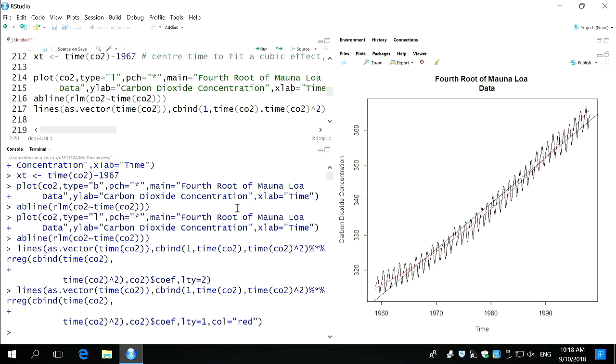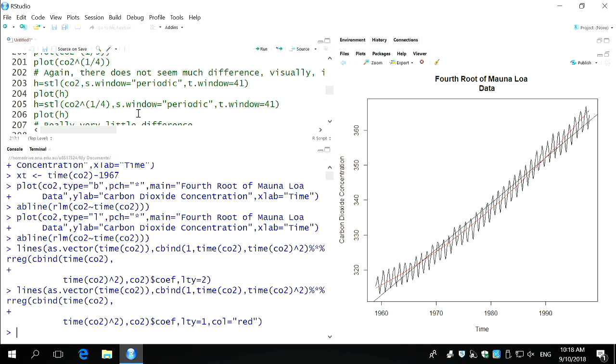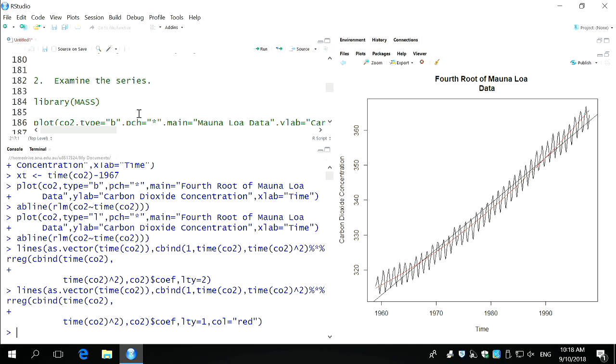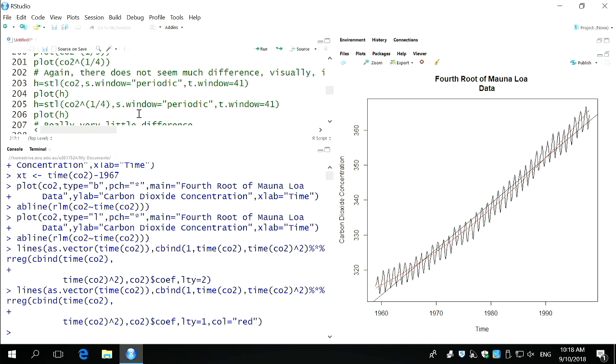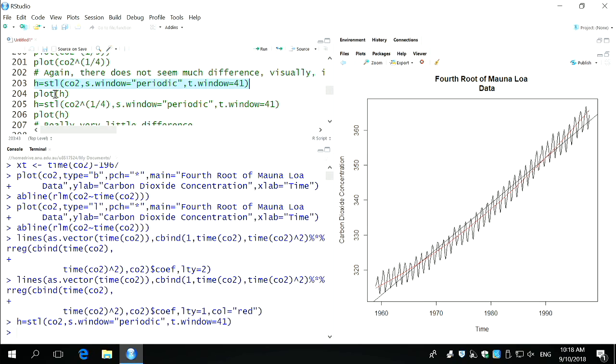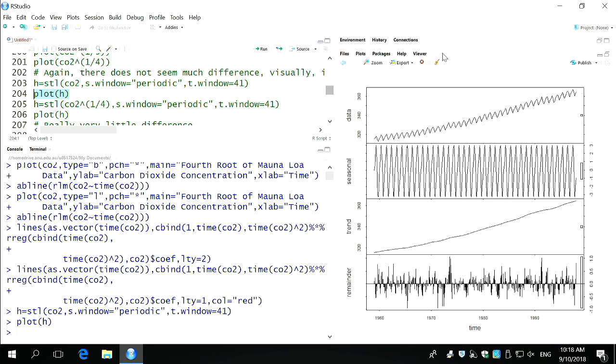By the way, this series has frequency 12, right, measured monthly. So we should be able to use STL in order to think about this. So let's do that. So there's the STL command. And you can see it's using a loess curve, of course, here. And it's looking fairly quadratic. A little curvature to it.